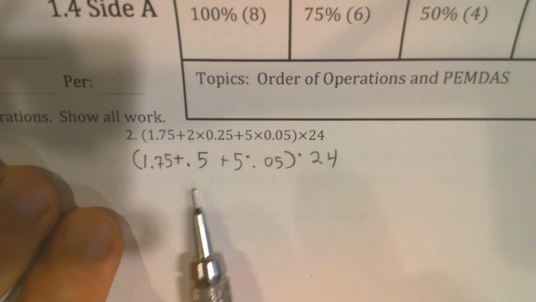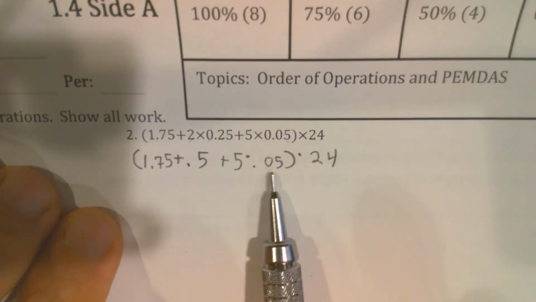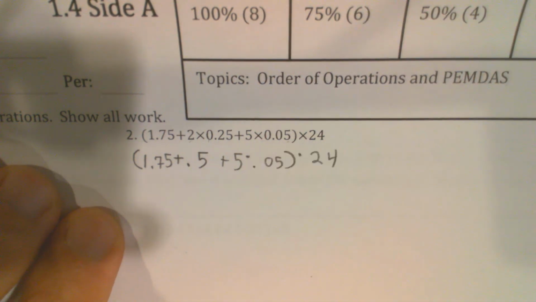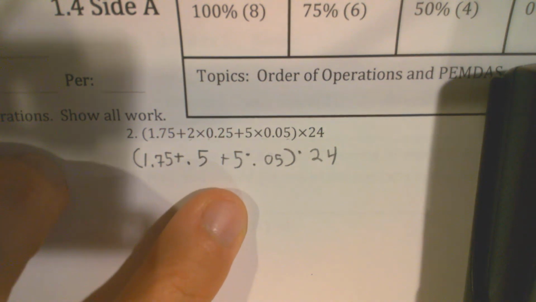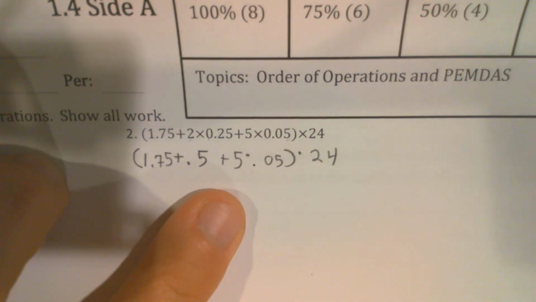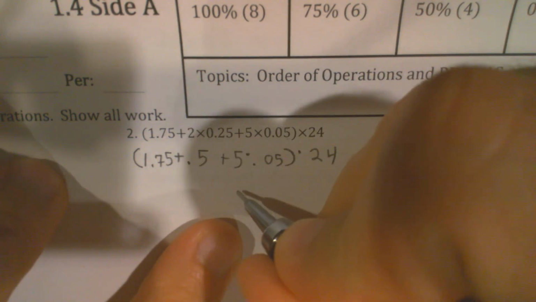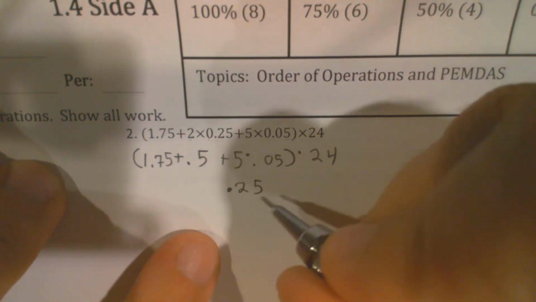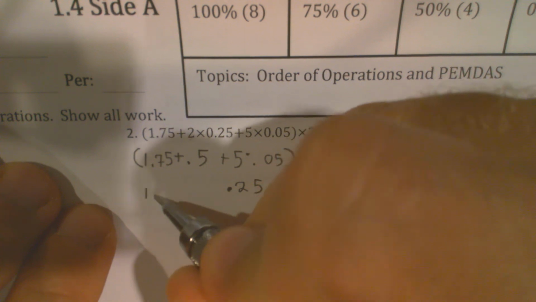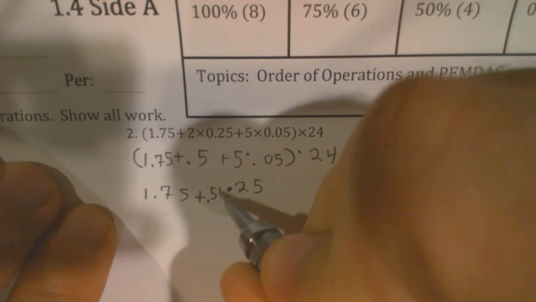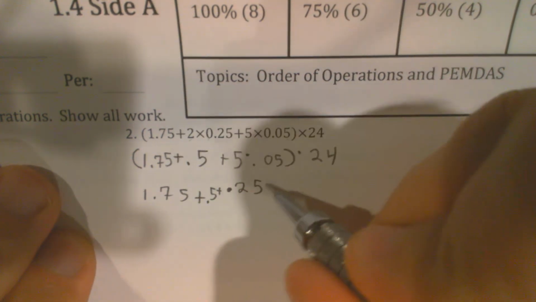Alright, so we did our first multiplication. Now we're going to do our second multiplication. So 5 times 0.05, that should give us 0.1, right? That's going to give us 0.25. All of our other information is going to carry down.